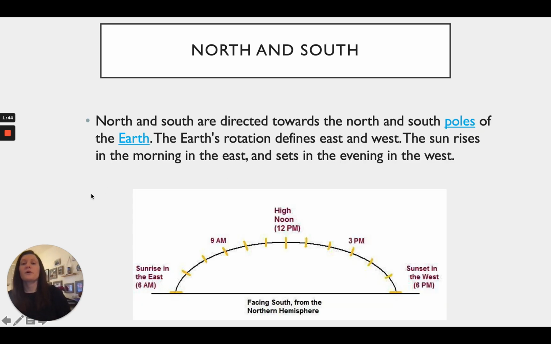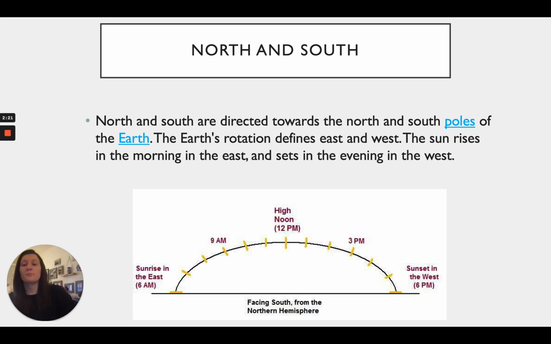All right, so now we're going to be talking specifically about north and south. North and south have a really cool thing to do with the poles of the earth. North and south are directed towards the north and south poles of the earth. The earth's rotation defines east and west. So the sun rises in the morning in the east and sets in the evening in the west.